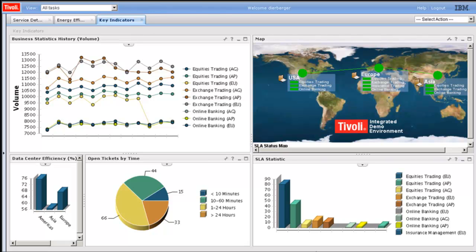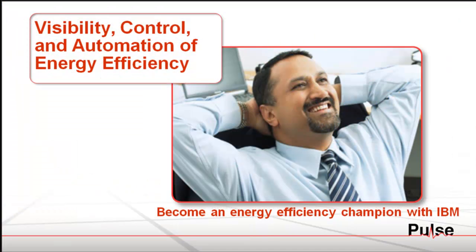So, going back to where we started, a CIO can now confidently tell the CEO that their organization has energy under control and is contributing to the corporate initiatives. CIOs are now well positioned to be a part of the solution to their CEO's green goals rather than a big part of the problem. All of this functionality is available today.